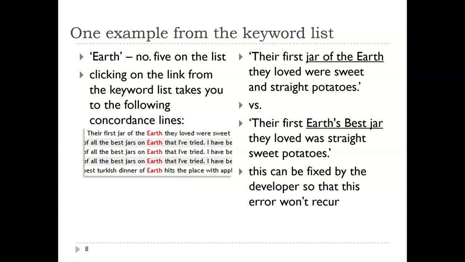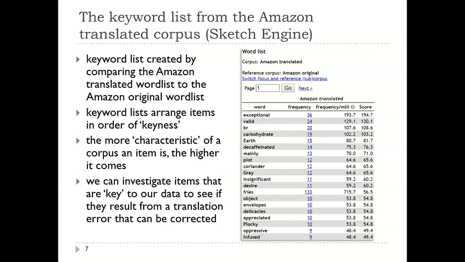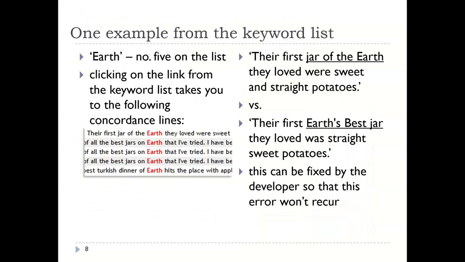I've done that with the word earth. Just go back for a second. As you see, earth is number 5 in the list, occurring 15 times. And there's an extract from the list that you're taken to. You see it there. It starts, their first jar of the earth they loved, ... It's just a very short extract in each case. And there's something rather odd about that, I'm sure you'll agree.